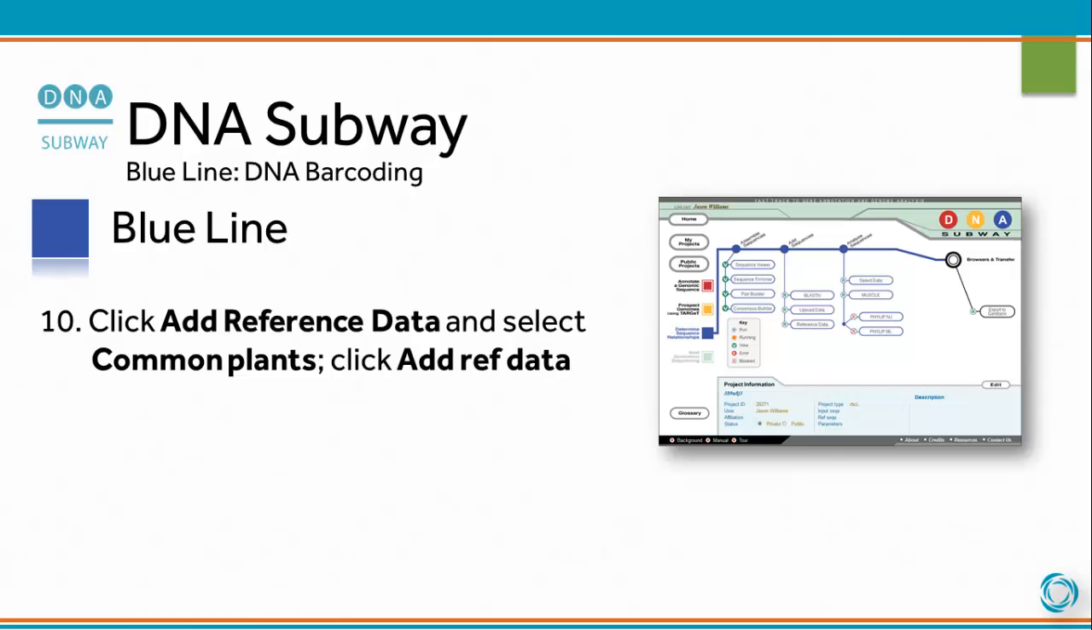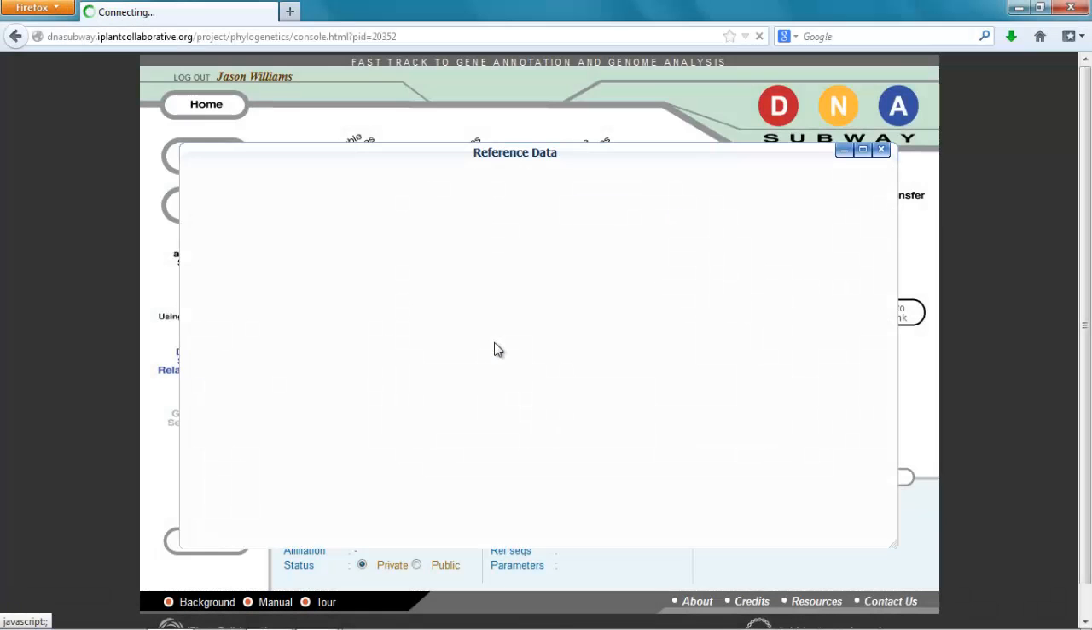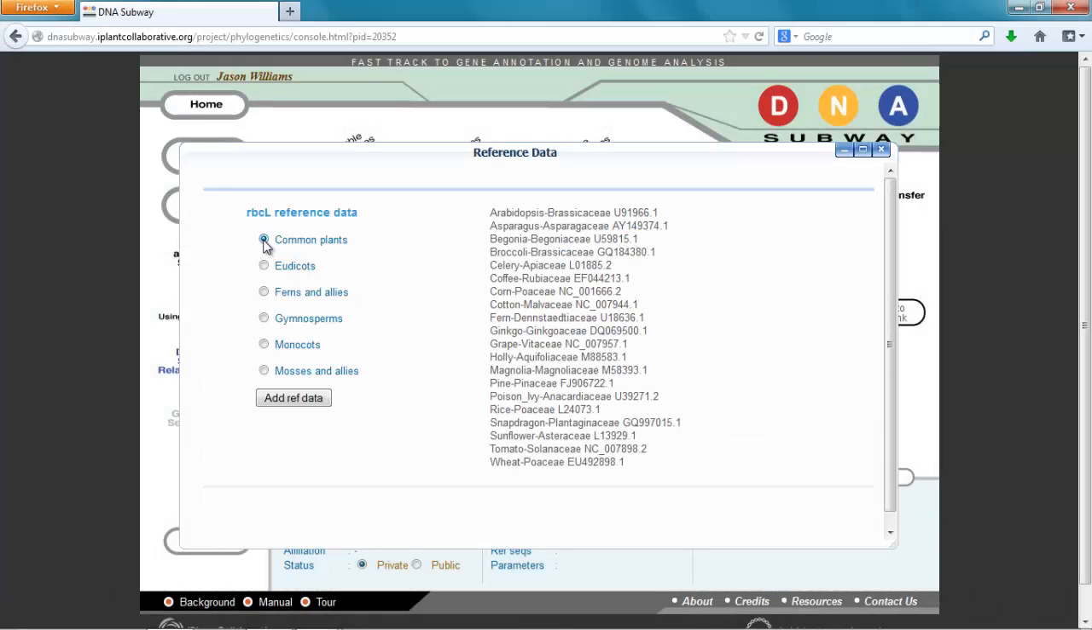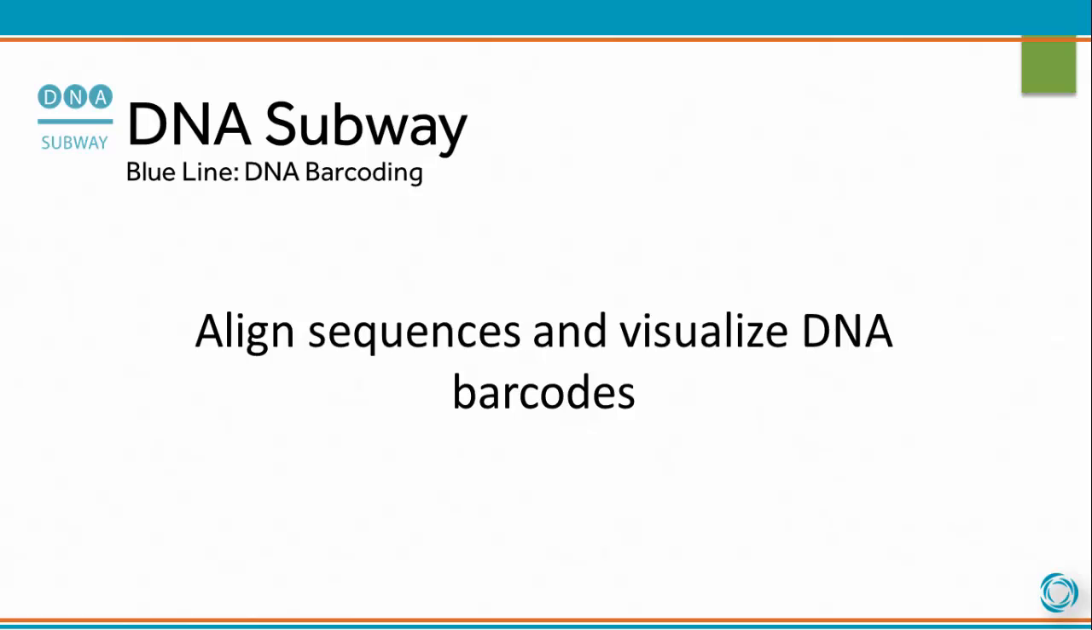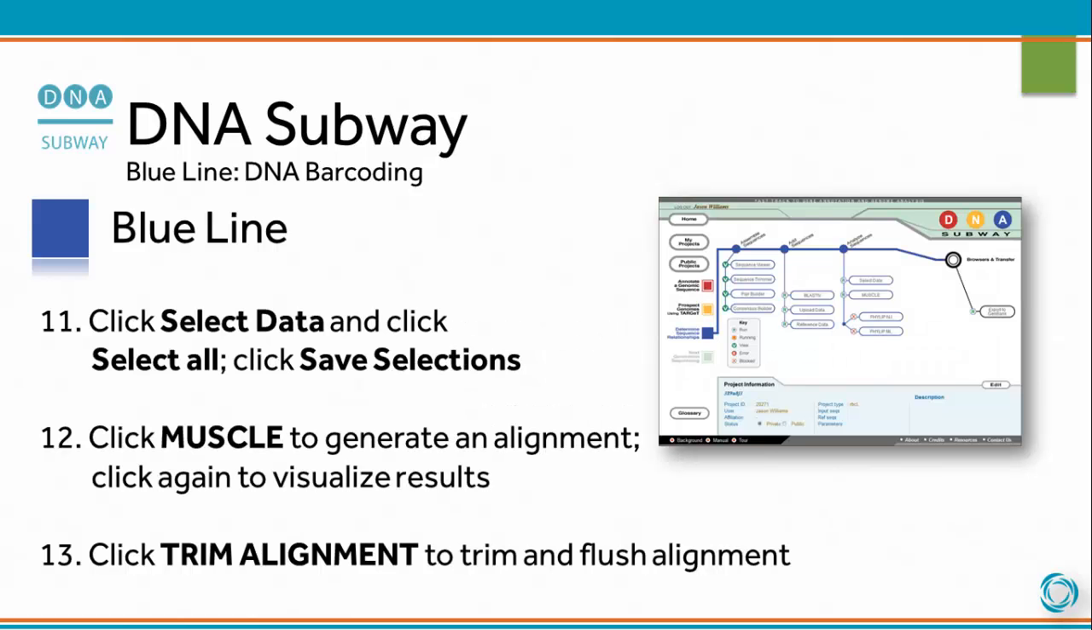Click Add Reference Data and select Common Plants. Click Add Ref Data. Click Select Data and click Select All.